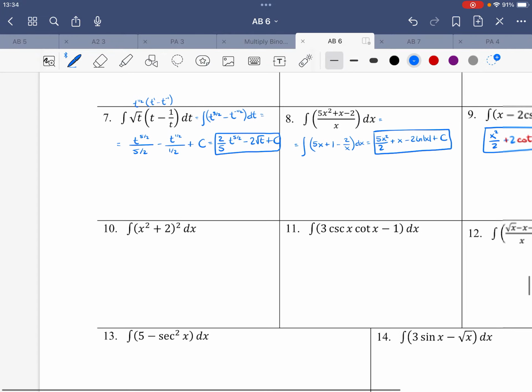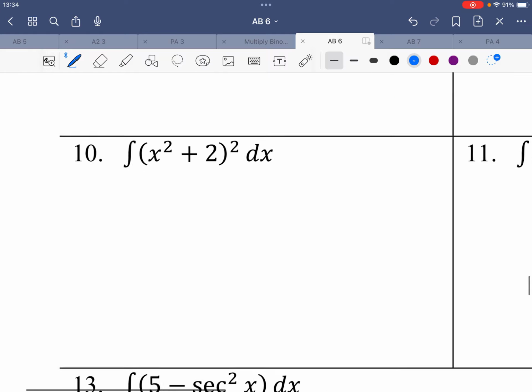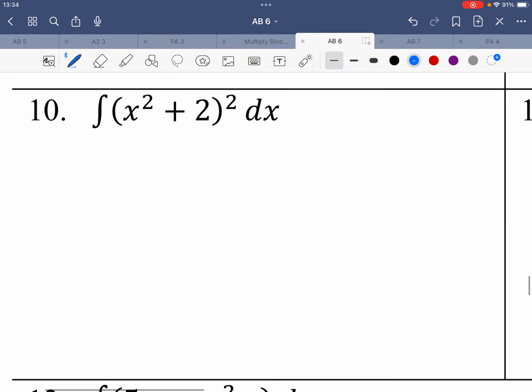Number 10 is similar to number 6 in that we have a square there that's a composition of functions. You could do your substitution when you've learned it. Right now I'm going to stay with expanding the binomial. So I'm going to do the square of the first one plus twice the first one times the second one plus the square of the second one. And then it's easier to do that antiderivative because I can use the power rule.